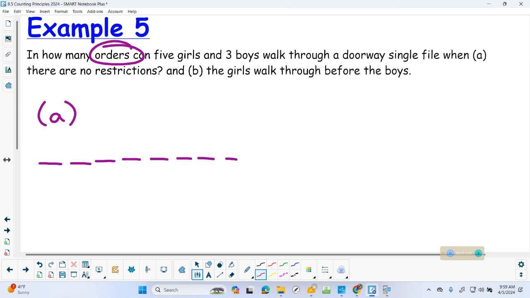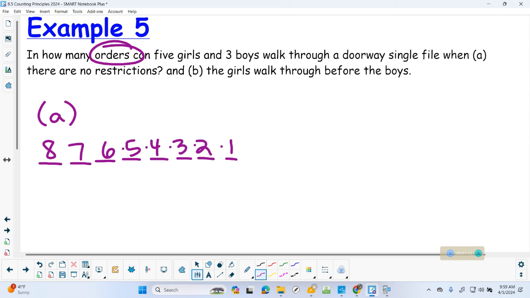So if I have 8 kids to pick from, the first kid that walks through, I have 8 kids to pick to go through. Let's say I pick Emily to go through. Now, she's gone through, she can't go through again. How many kids do I have to pick from next? So Ben went through. I can't pick Ben and Emily. And of course, we're going to multiply this together.